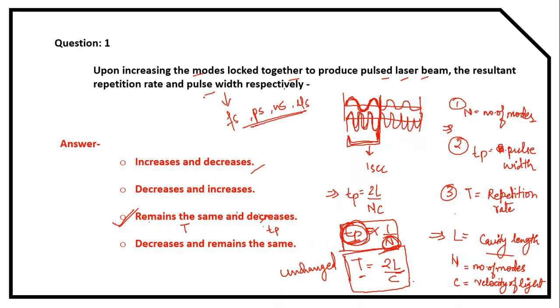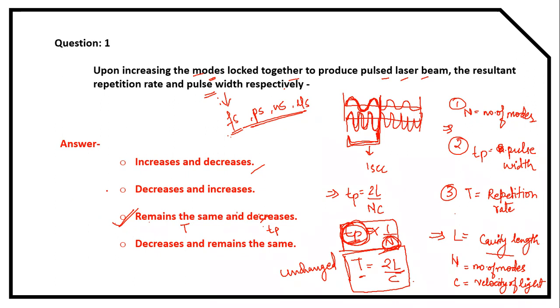Now, what is the relation of pulse width with the number of modes? This is the relation which we can exploit to get a pulse which is quite narrow. Suppose you want to get a pulse laser in the range of femtoseconds. You need to increase the number of modes so that you get a shorter pulse width. Here I'll be drawing a diagram which we had studied in the module itself.